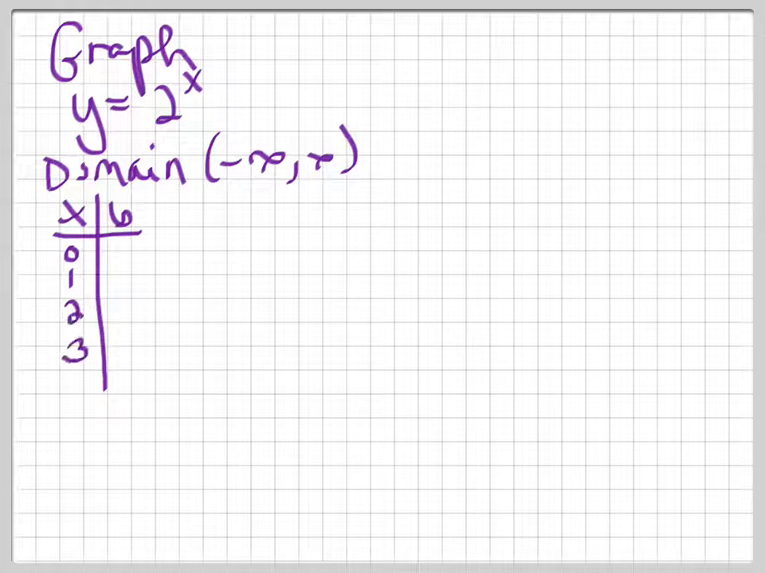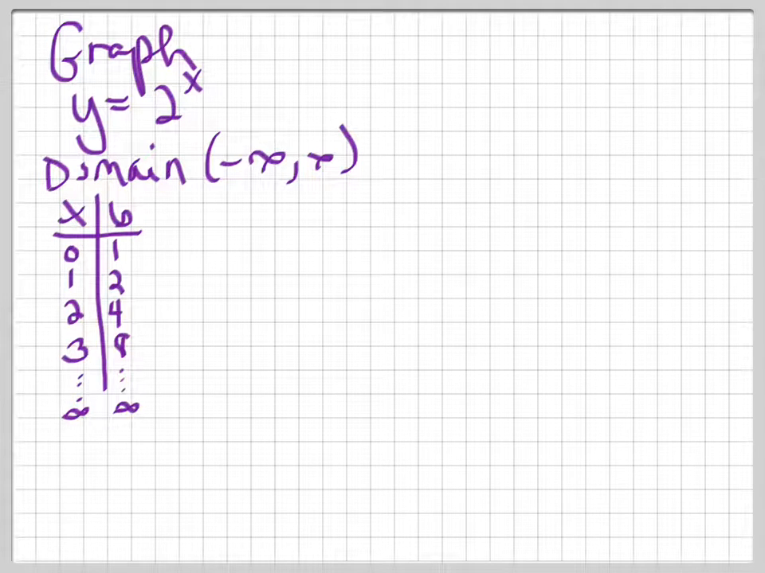So I'm going to start at the middle of this graph. I'm starting at x is 0, and I'm going to go to the right. So I'll look at x is 0, 1, 2, and 3. So when x is 0, 2 to the 0 is just 1. When x is 1, 2 to the first is just 2. When x is 2, 2 squared is 4, and 2 cubed is 8.